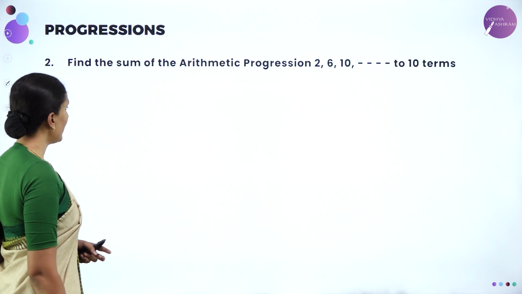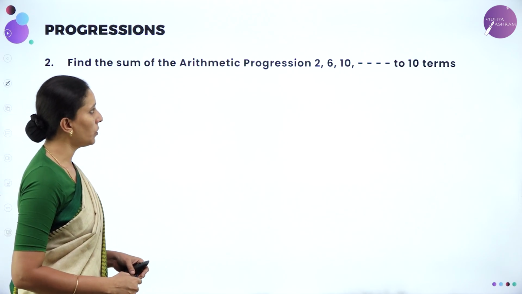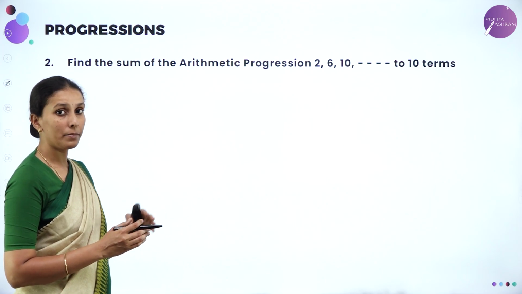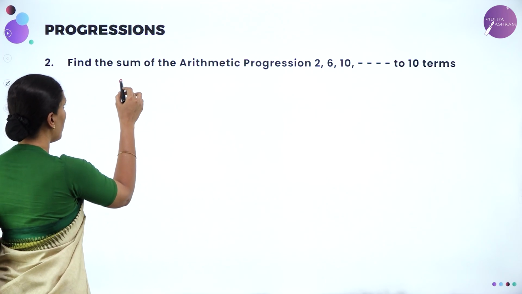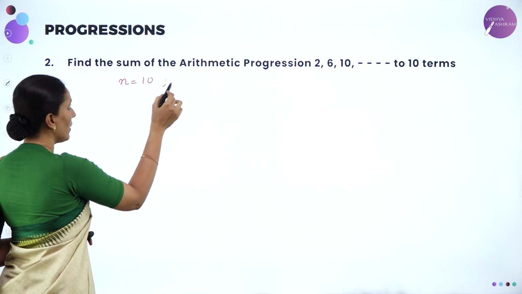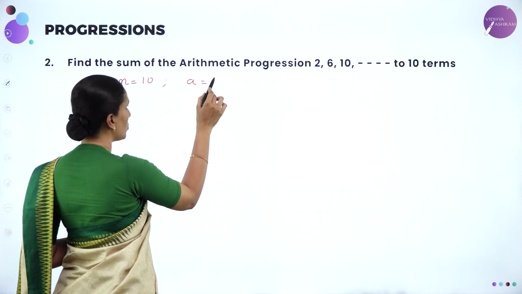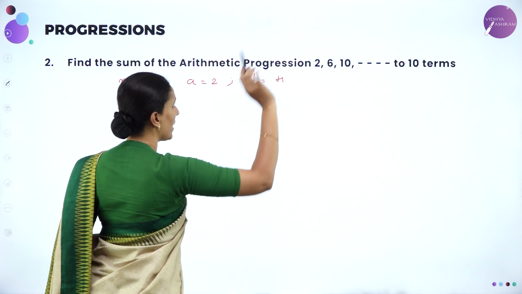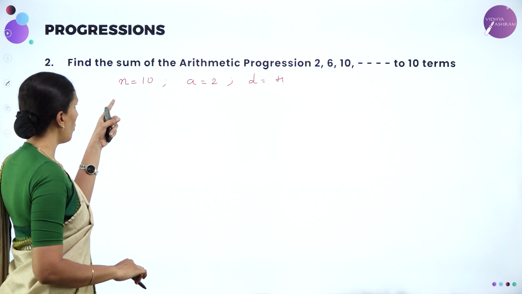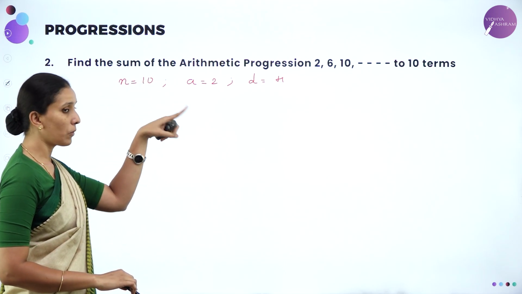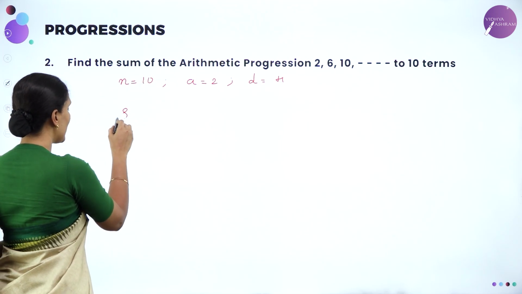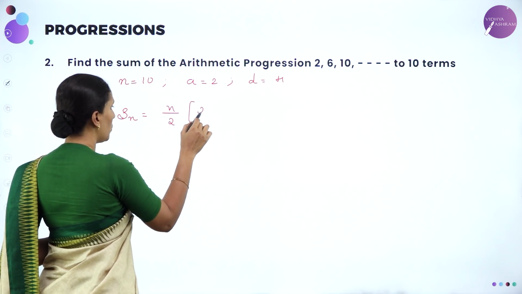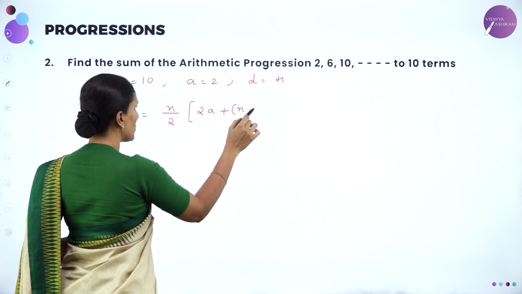Next, find the sum of the arithmetic progression 2, 6, 10, etc. up to 10 terms. So the last term is 10. That means they have given the number of terms as 10. Now let's check the first number, that is 2, and the common difference between them is 4. 6 minus 2, 10 minus 6 is 4. So now we need to find out the sum of arithmetic progression. That means we need to find out the arithmetic series Sn, which is given by n by 2 into (2a plus (n minus 1) into d).